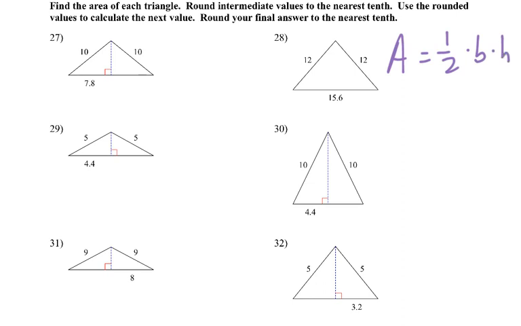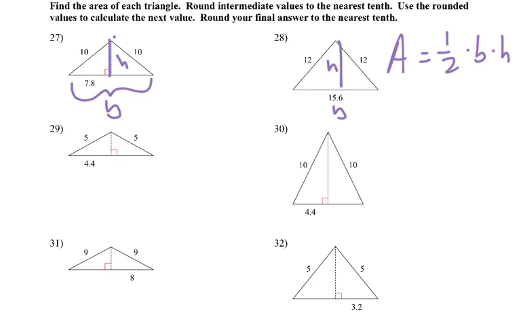The base is the full bottom. The height is from that other opposite vertex at a 90-degree angle. So that would be my height, that would be my base. I'm going to have to figure out the extra pieces so that then I can use the area formula. So the Pythagorean theorem will help.